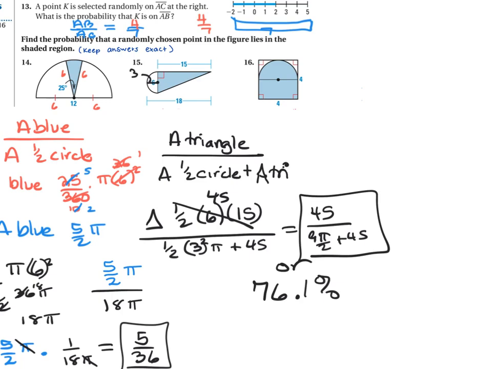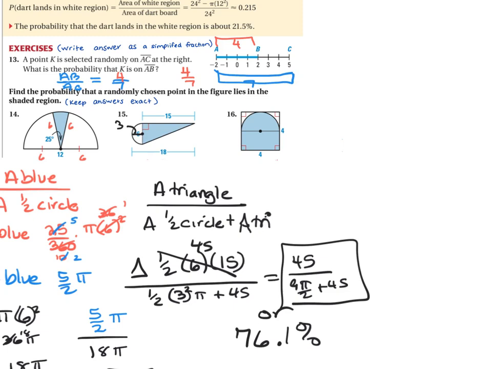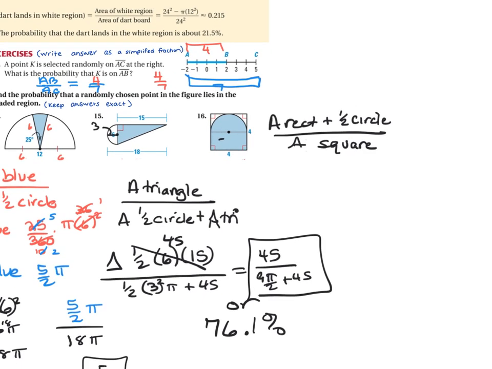And then number 16, we're going to have area of the rectangle, which is here. Then we're going to add area of the half of the circle, which is here. And then over the whole thing, which is area of the square. So we could see area of the square is just going to be 4 times 4. Area of the rectangle, we're going to do 2 times 4.